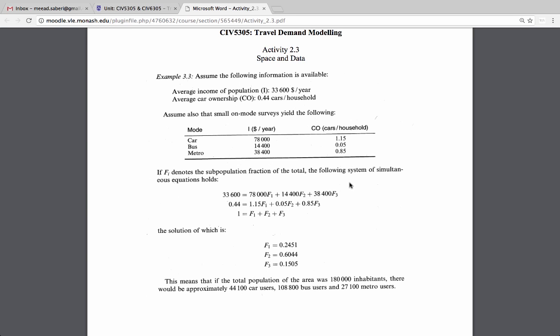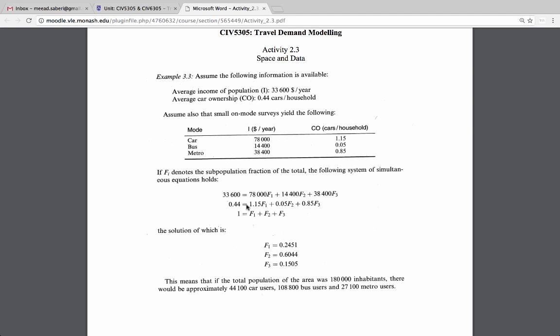We can set up a system of simultaneous equations now. As we know the average income of the population and we know the average income of each mode user, we can set up the first equation where the fraction of car users multiplied by their average income plus the fraction of bus users multiplied by their average income plus the fraction of metro users multiplied by their average income must be equal to the average income of the entire population.